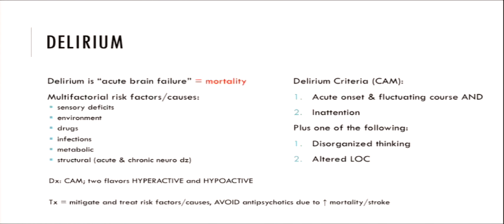Whatever it is you think is contributing, and it's usually multifactorial, you try and reverse. You make the environment better. You reduce those sensory deficits or sensory problems. You treat whatever medical things are going on with them in terms of drugs, infections, metabolic problems, and structural problems. Okay, the one thing to remember is avoid antipsychotics. They're commonly used to control behaviors because they need to be, but avoid them because they increase mortality and they increase rates of stroke, unfortunately.